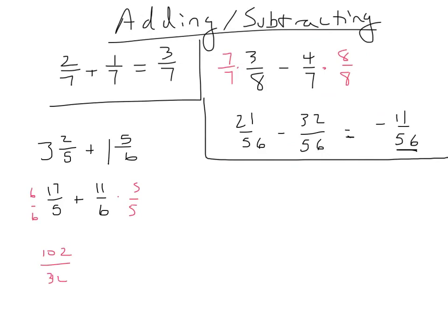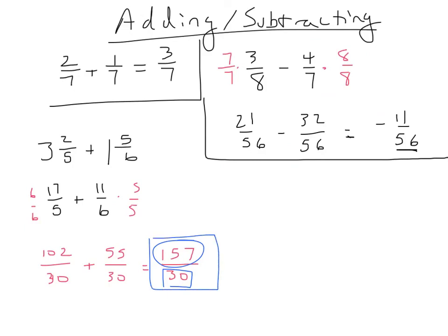I'm going to get 102/30ths plus 55/30ths. And I add and I get, okay, that's going to be 157 thirtieths. And a quick check reveals that 30 is divisible by 2, 3, and 5. The numerator is divisible by none of these. So that's my final answer, since this can't be reduced, is 157 thirtieths.